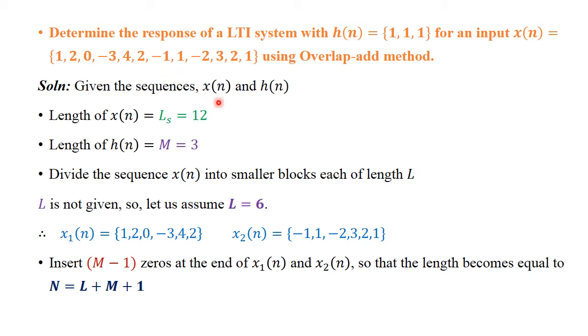So given x of n and h of n, first note down the length of each of these sequences. The length of x of n is represented by the term ls and the length is 12. There are 12 values present here. Therefore the length of the sequence x of n is equal to 12. Similarly, the length of the sequence h of n is represented by capital M, and that is equal to 3. So 3 values are present. Therefore the length is equal to 3.